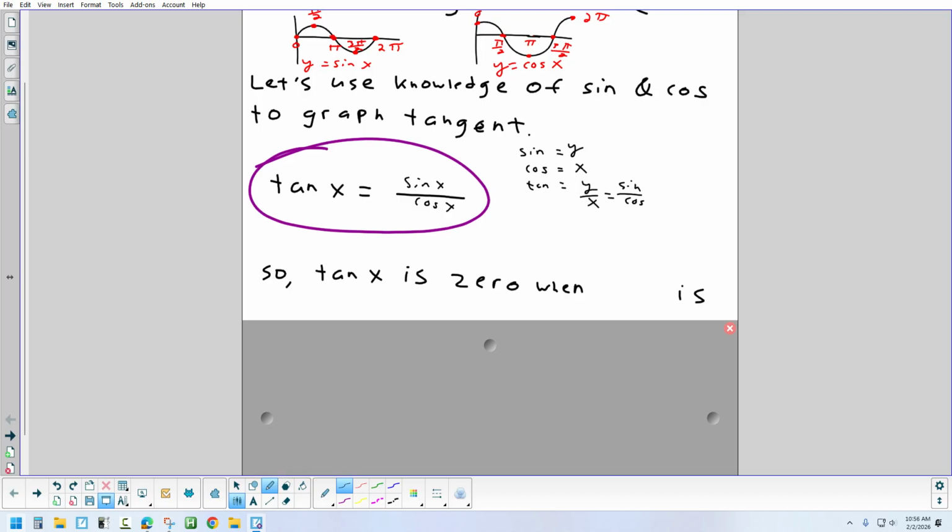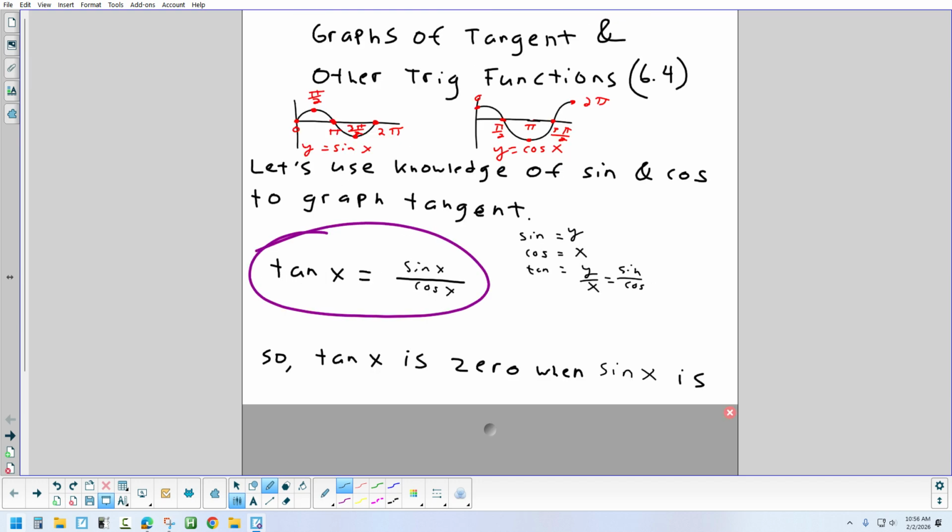So when would tangent equal 0 in this case? When the numerator is 0, or when sine is 0. When is sine 0? You can go look at the graph of sine: 0, pi, 2 pi, 3 pi, 4 pi, 5 pi. Every multiple of pi, sine is 0, which means tangent is 0. All right?